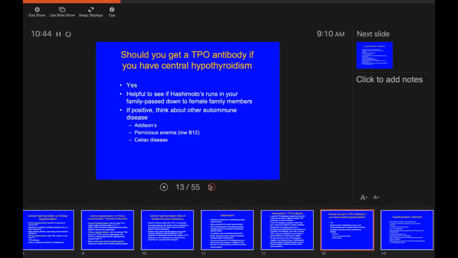What about if you have central hypothyroidism, if you have a pituitary problem, should you get the TPO antibody anyways? And I say yes. First of all, Hashimoto's, but not pituitary problems usually, runs in families, especially among females. It can be passed down to female family members, so I would recommend people getting it to know if they're at risk of passing this down to their children. And also, there are syndromes of these autoimmune diseases that run together. Somebody that has Hashimoto's can also have Addison's disease, pernicious anemia, which is low B12, and celiac disease. So for all these reasons, I think it's helpful to get a TPO antibody, even if you have a pituitary disease.